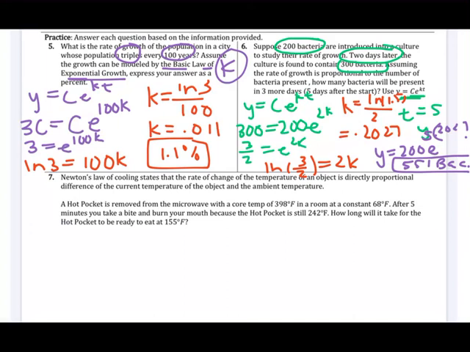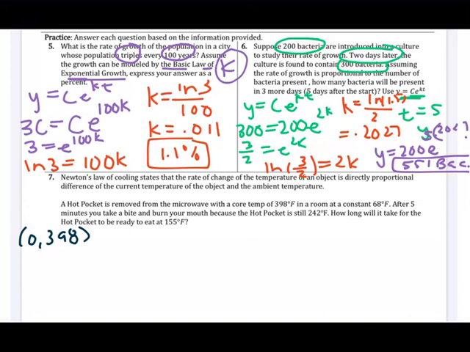All right, last question. Newton's law of cooling states that the rate of change of the temperature of an object is directly proportional to the difference of the current temperature of the object and the ambient temperature. A hot pocket is removed from the microwave with a core temperature of 398 degrees Fahrenheit. So before I even keep going, I'm going to write that as an ordered pair. At time 0, we're at 398 degrees. And we're in a room that is a constant temperature of 68 degrees Fahrenheit.